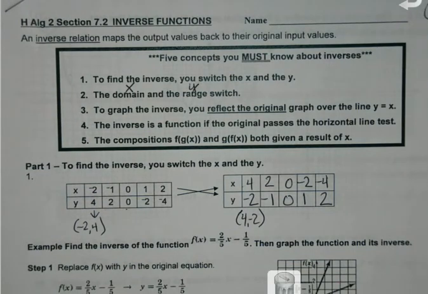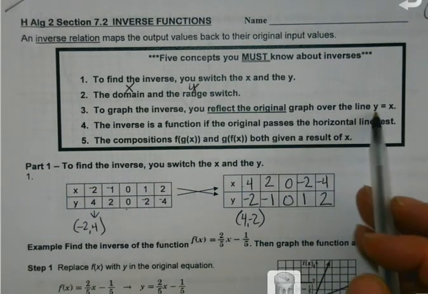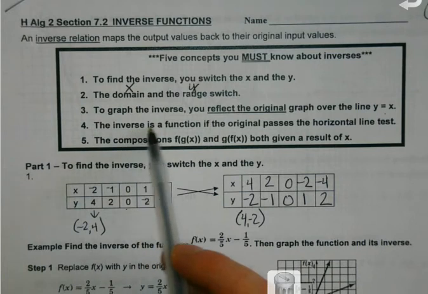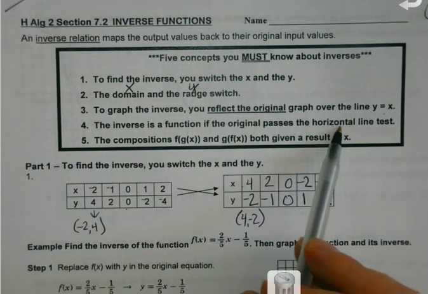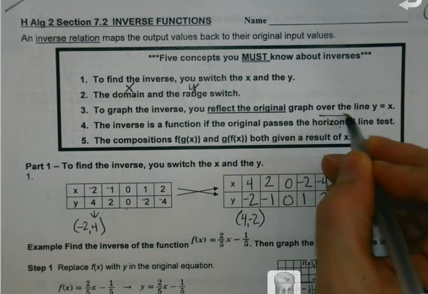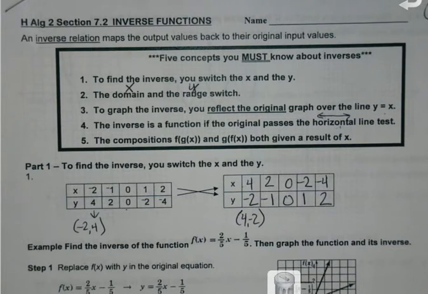If you're graphing it, we're going to reflect the original graph over the line y equals x. There's an easy way of doing that. We're going to talk about that in a little bit rather than trying to play the reflection game. Okay, the inverse is a function if it passes, ooh. Now we're used to doing the vertical line test to see if it's even a function or not. Now we're seeing if there's an inverse by using the horizontal line test, but the same rule still applies. If it crosses in one place, it passes. If it crosses in more than one place, it doesn't.